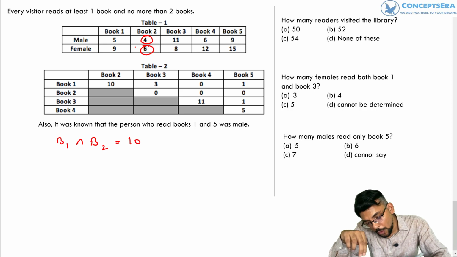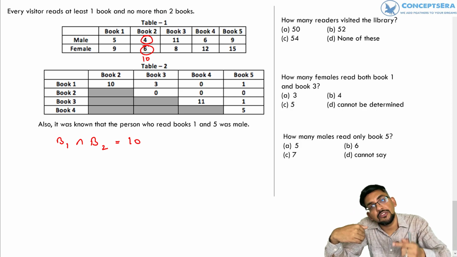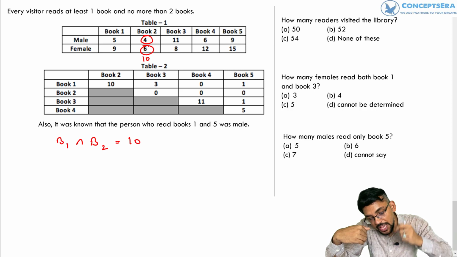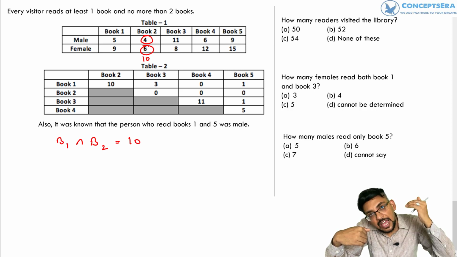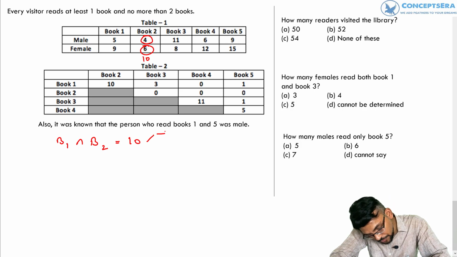So if I am doing a combination here with book 1 and book 2, it cannot be more than 4 males and more than 6 females. It has to be exactly 4 males and exactly 6 females. So we can say out of this 10, 4 of them are males and 6 of them are females.